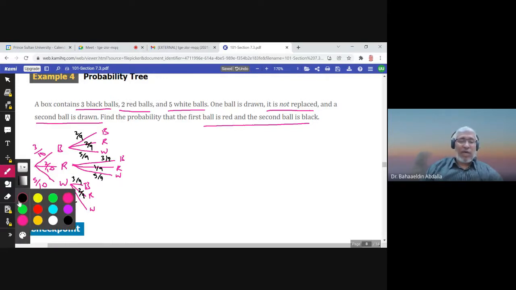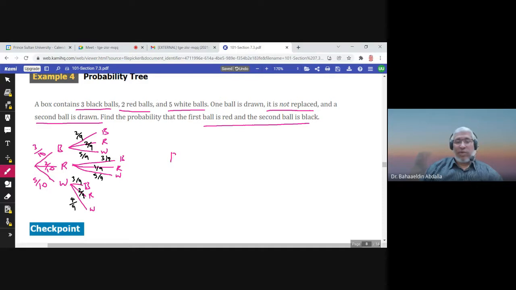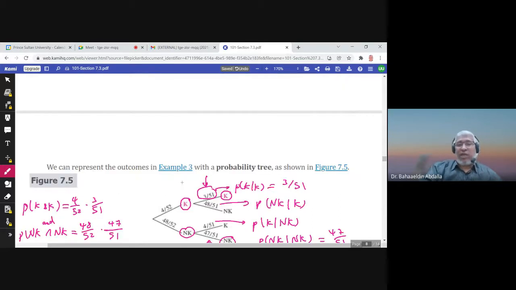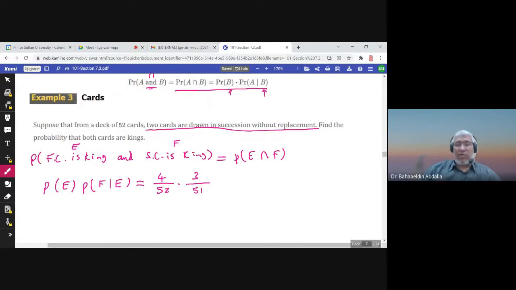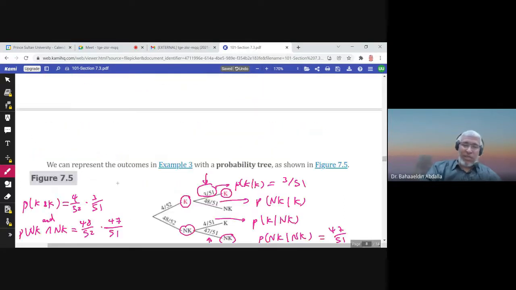Now he is asking about what? Probability that first ball is red, second ball is red. So RR, where is RR? This is RR. It's the path, and the probability would be 2 over 10 times 1 over 9. And you can think of it without a tree diagram, similar to the way I solved this example.